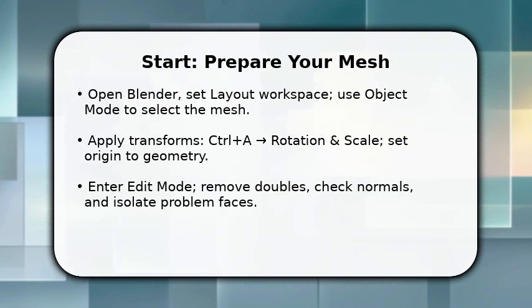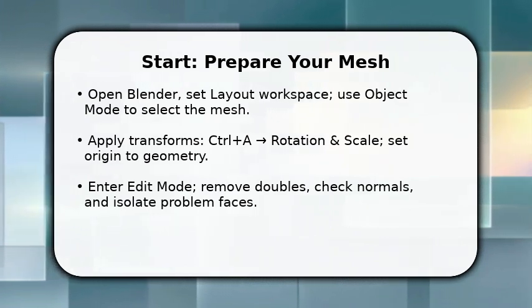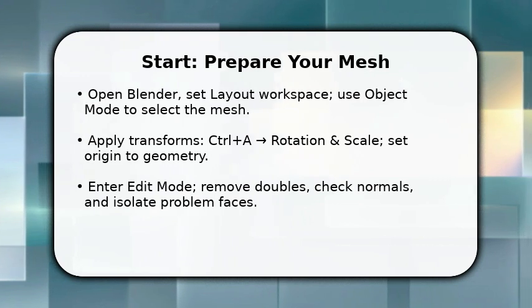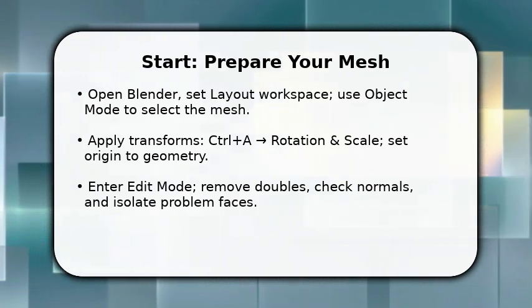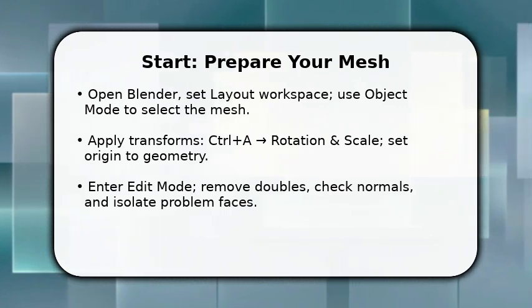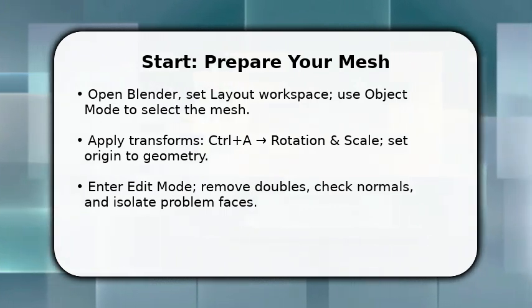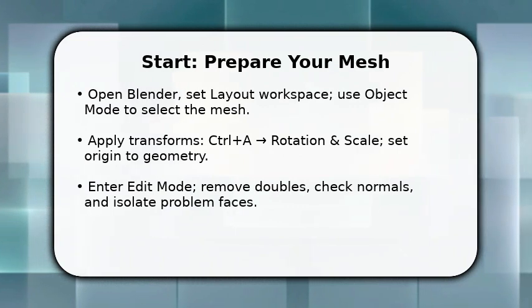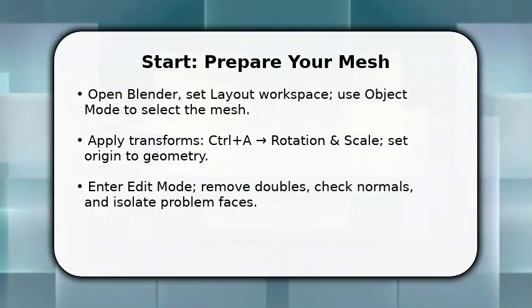Once done, set the origin to geometry for reliable pivots, then enter edit mode to quickly remove doubles and recalculate normals so faces shade correctly. Make sure to isolate any problem faces with face selection and fix them now. This saves headaches during the next modeling steps.